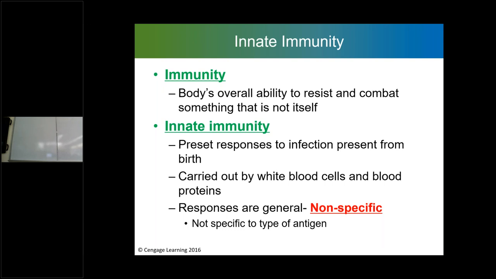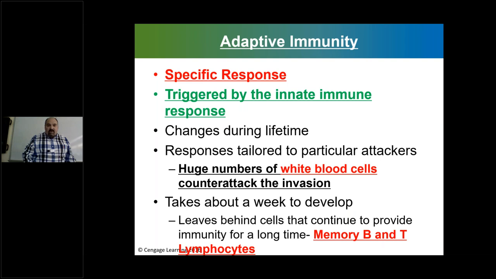Now, this adaptive immune response, look here, it says changes during a lifetime. And let me change the slide here. There we go. So it changes during a lifetime and your immune response will mature. And that's a good thing, as a result of exposure to different types of pathogens. So responses are tailored to particular attackers, right? Like I said, huge numbers of white blood cells will counteract the invasion of whatever it is that's making you sick or attempting to make you sick.